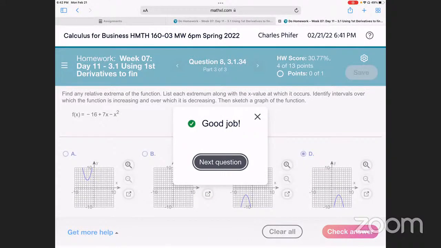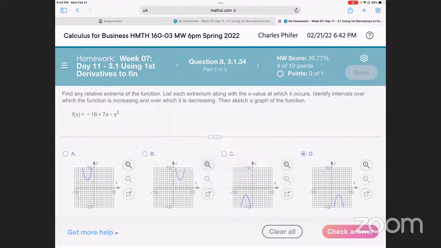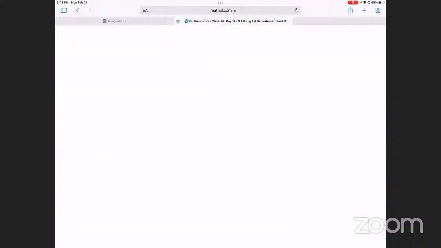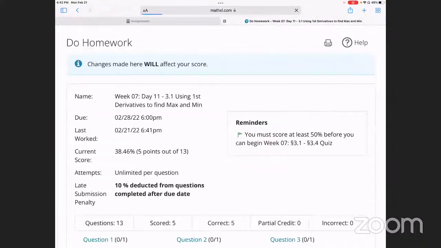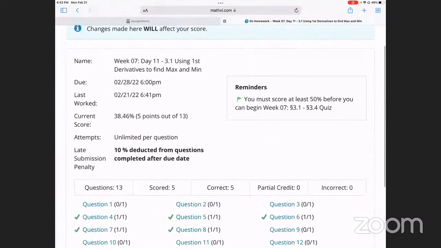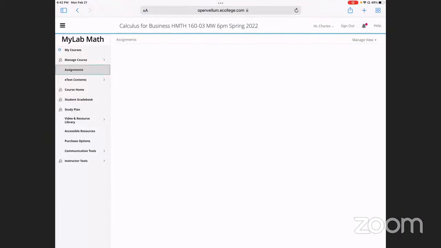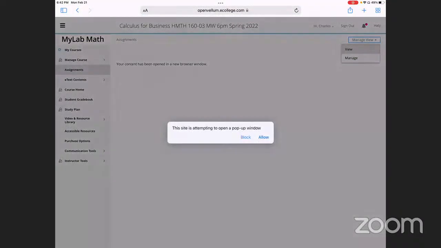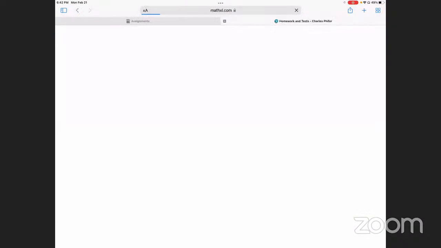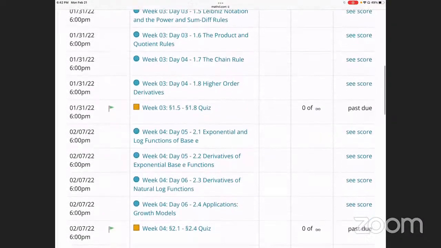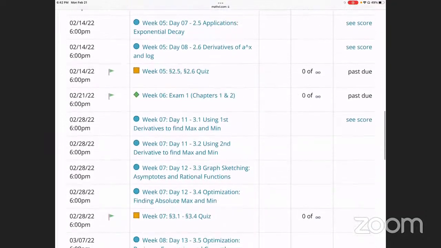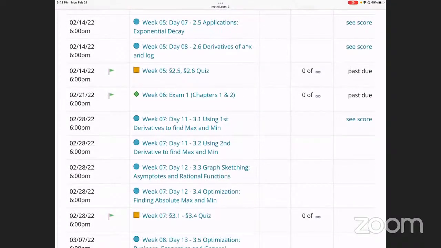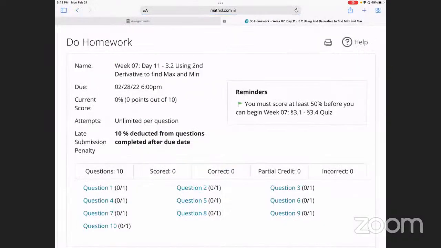Let me see. So we'll let that be for section 3.1. Obviously we have more questions, but I'm going to try to use the remaining class time to work some questions from section 3.2. Let's work 3.2. So 3.1 was over using the first derivative to find max and min. Now we're going to look at ways of using the second derivative to find max and min.